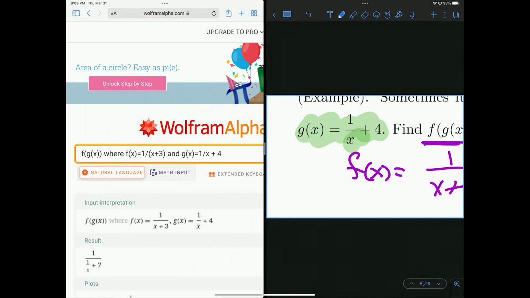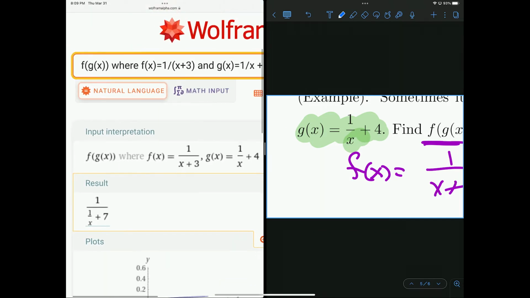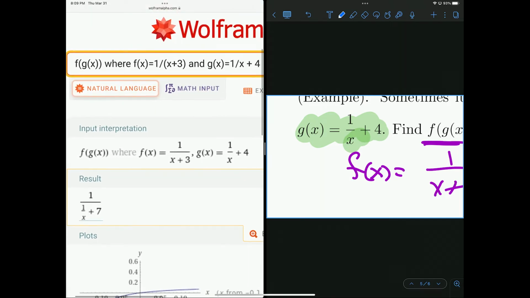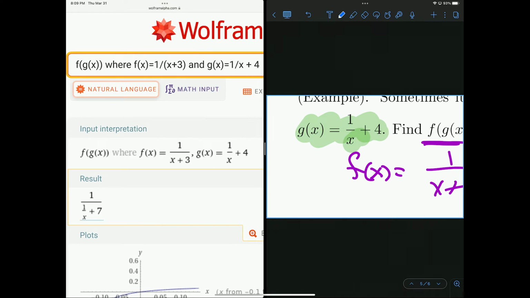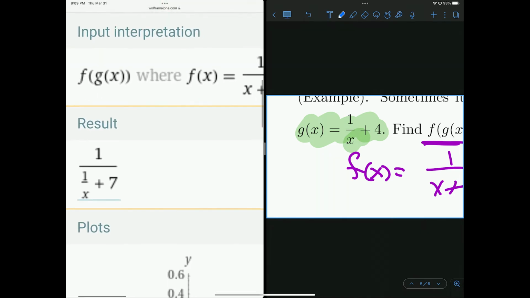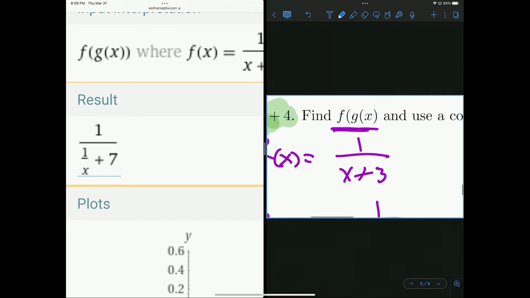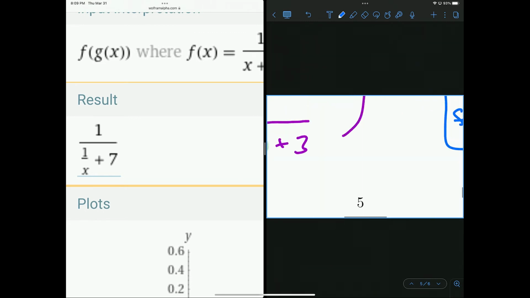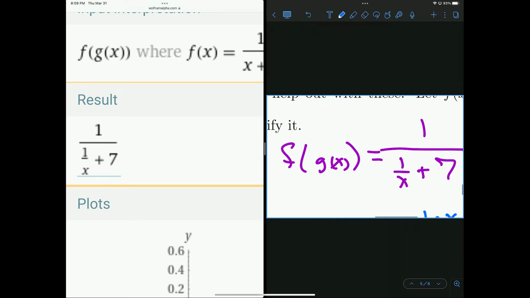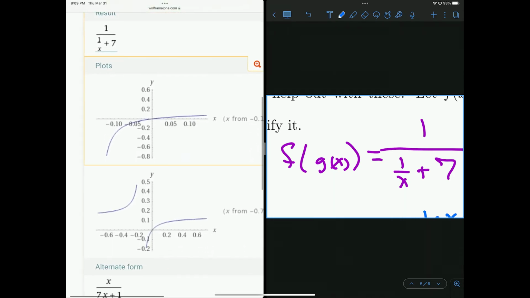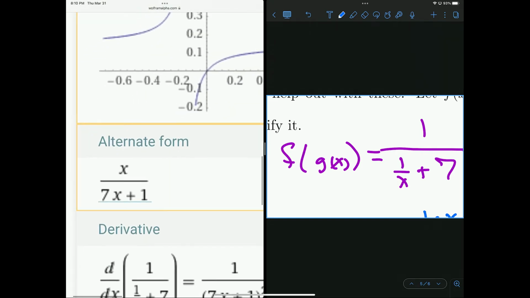Make sure it calculated what you want. Where it says input or interpretation, just make sure that the f is right, the g is right, and the f of g of x is right. And you get your result. Look at it: 1 over x plus 7. So it actually did not simplify it. It actually wrote it the way that we did at first, which is fine. And then there's an alternate form, which is our simplified form. Okay.